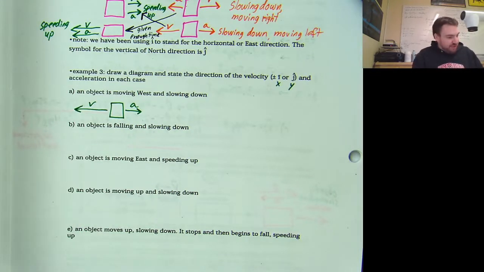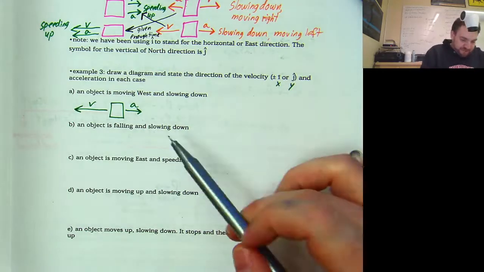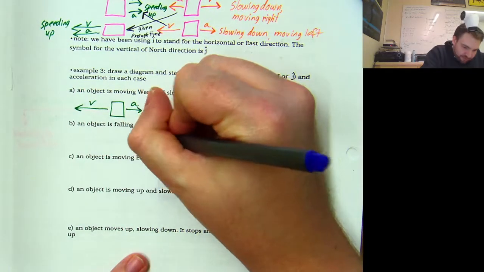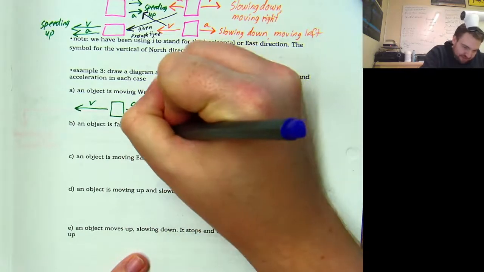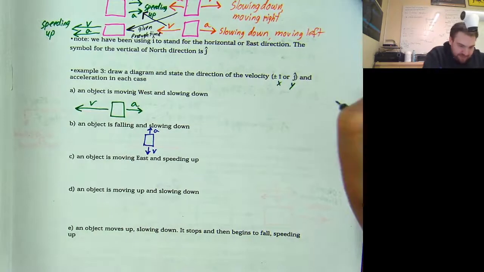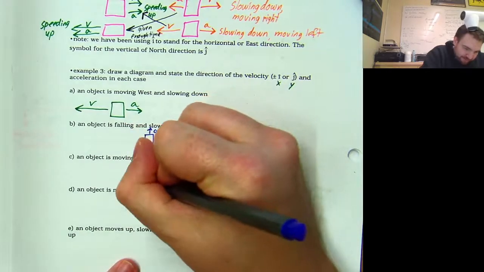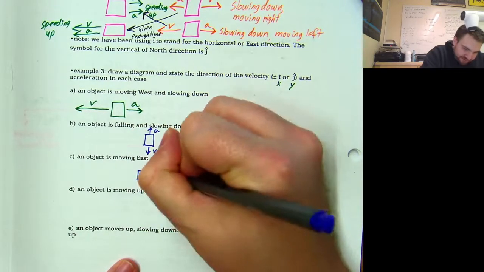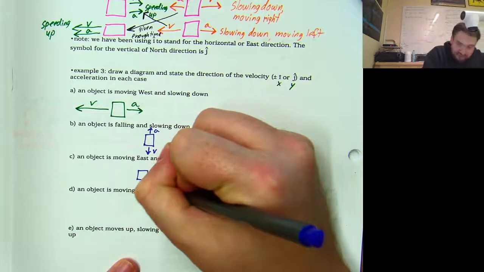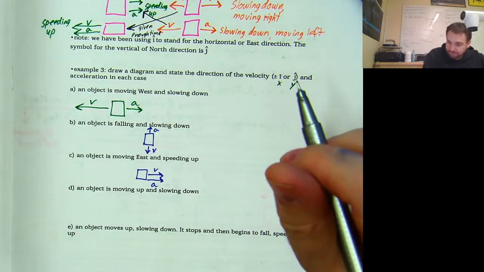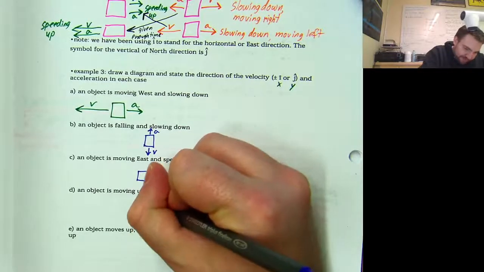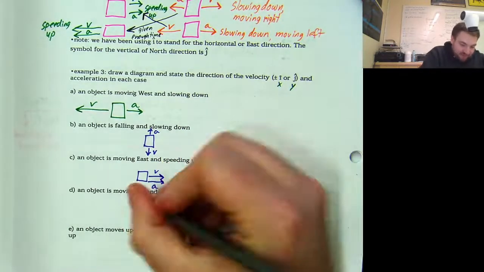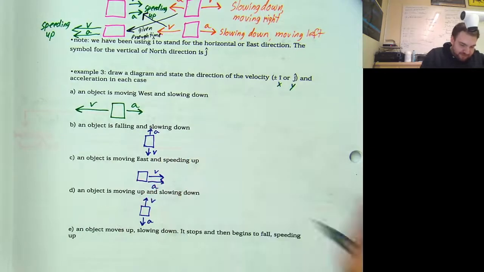Okay, assuming that you did that, let's draw these in. If an object is falling and slowing down, it means it has a velocity downwards and an acceleration upwards. If it's moving east and speeding up, speed is increasing, so that means velocity and acceleration have to be in the same direction. If it's moving up and slowing down, that means my velocity must be up. If it's slowing down, my acceleration must be in the opposite direction.